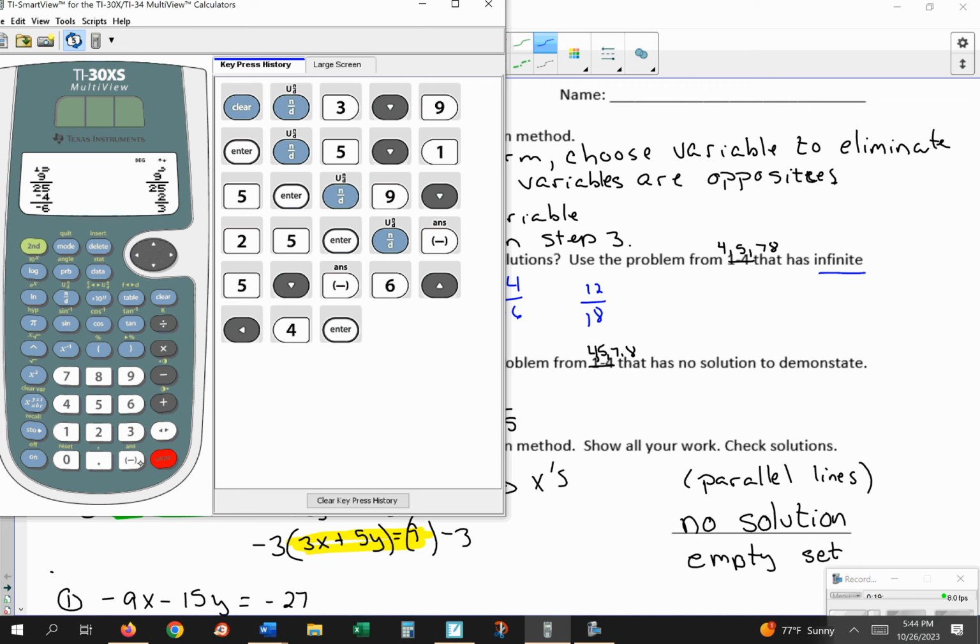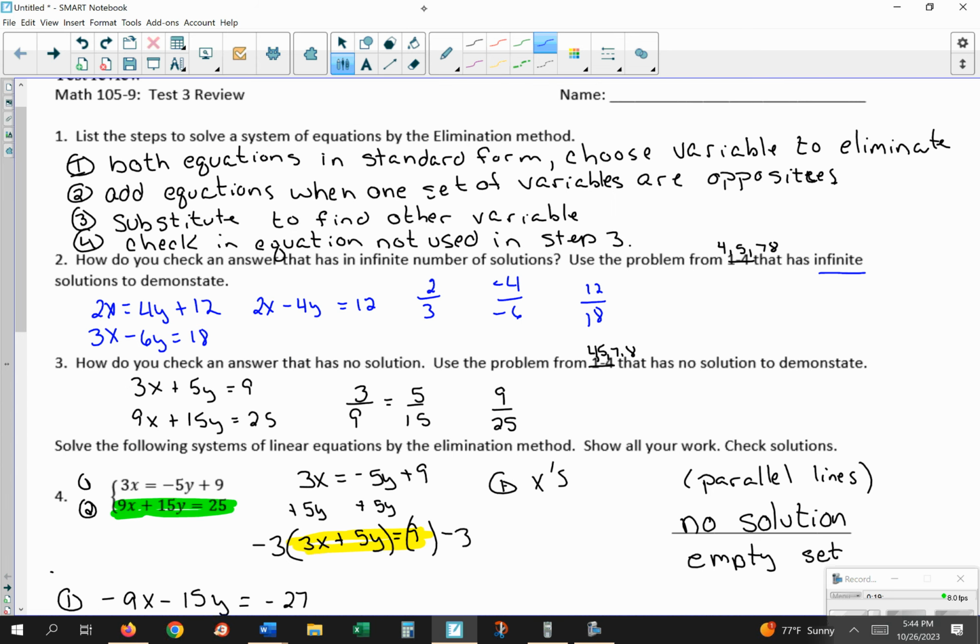And that gave me the 2/3 I had initially. And then let's check the 12 over 18. And that also gave me the 2/3. So since all three were equal to 2/3, then that tells me that they are in fact the same line, which is why they have an infinite number of solutions. And again, we could put both of these in slope-intercept form. If we do that, we'd have two identical equations, which also tells me infinitely many solutions.